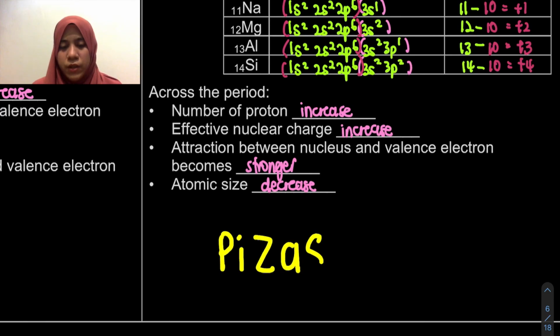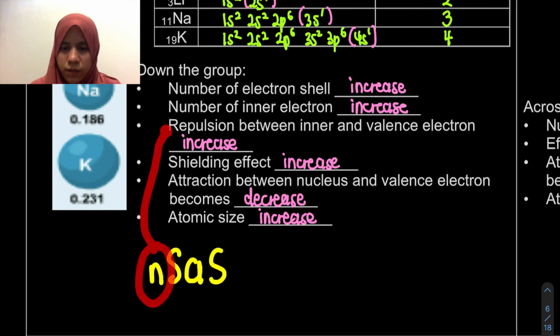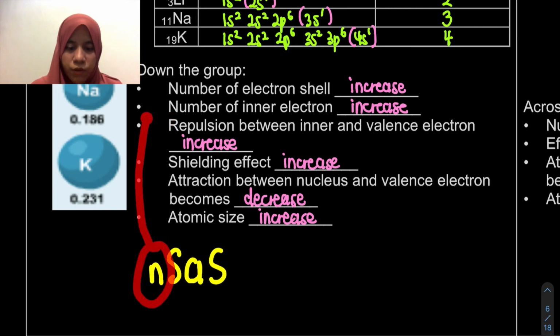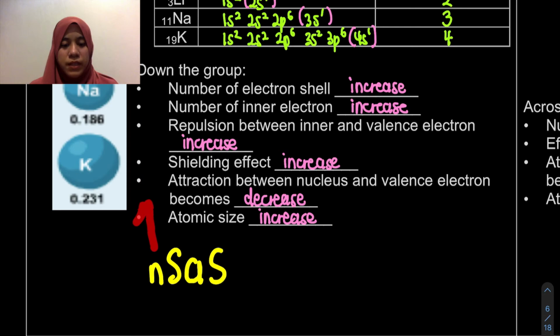So what does NSAS mean? Here we look at the different numbers. N is the number of electron shells. S is the shielding effect. A is the attraction between the nucleus and the valence electron. And S is the atomic size. So when N increases, the shielding effect increases. The attraction between the valence electron and the nucleus decreases, hence the size will increase.